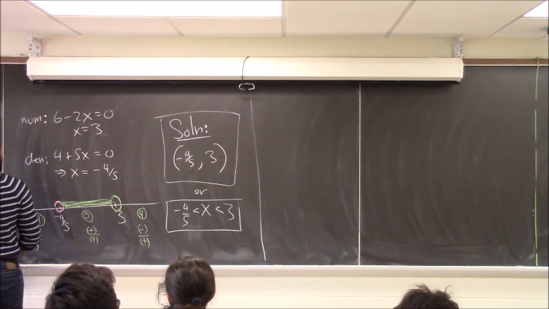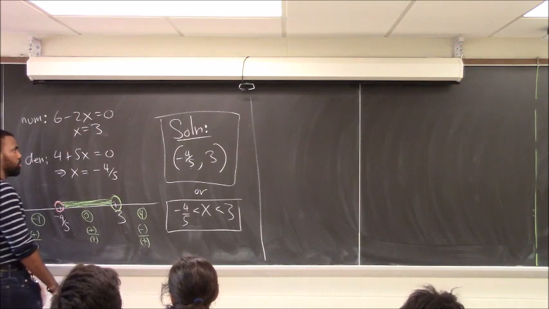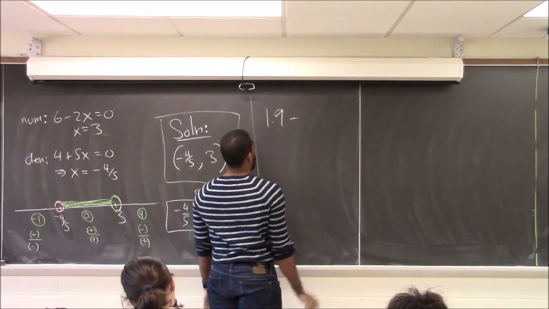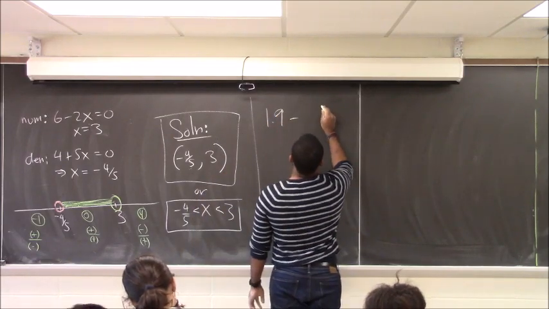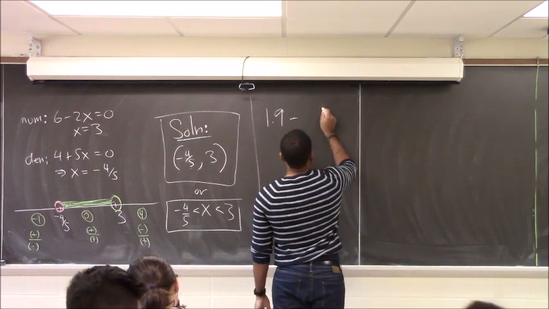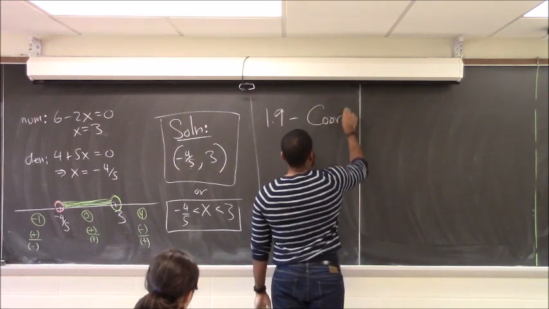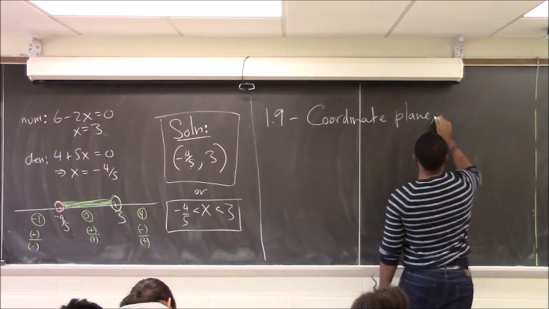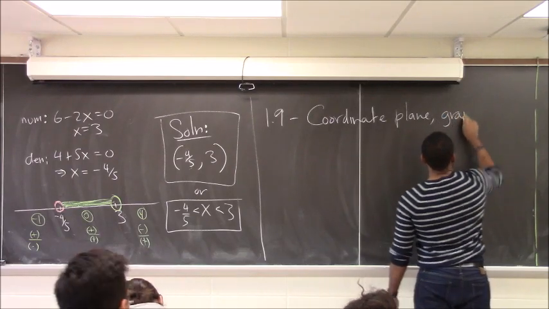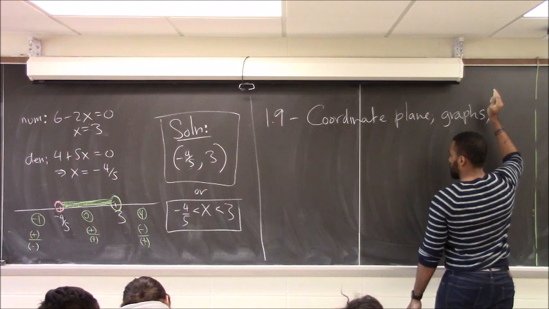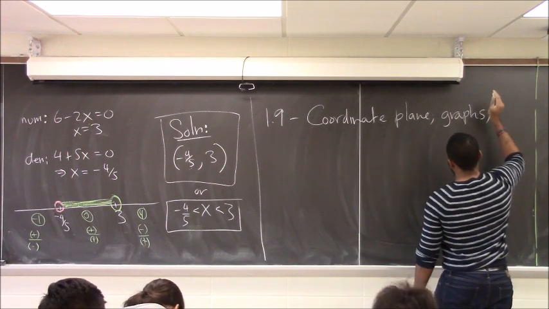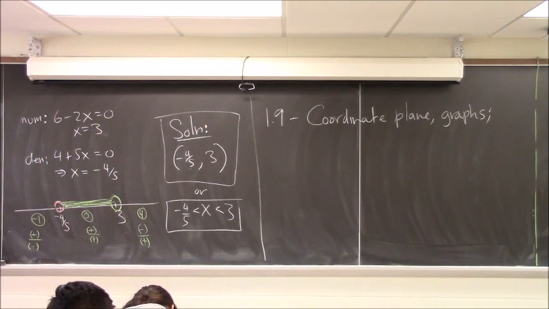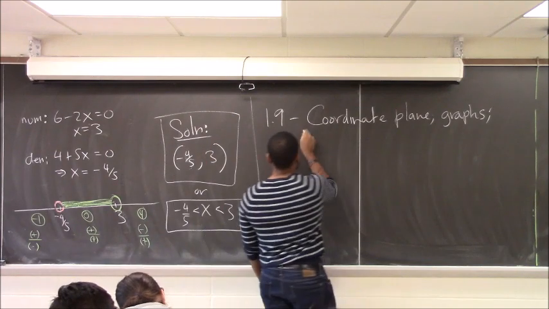Let's actually start the next section. I don't even remember what section this is. Probably 1.9 at this point. We're going to talk about the coordinate plane and graphs. Did I talk about circles at this point? I don't think so. Yes, I do. We're going to also talk about circles.